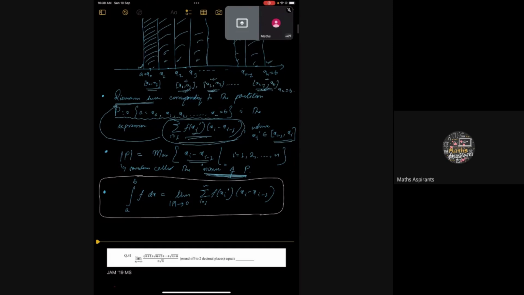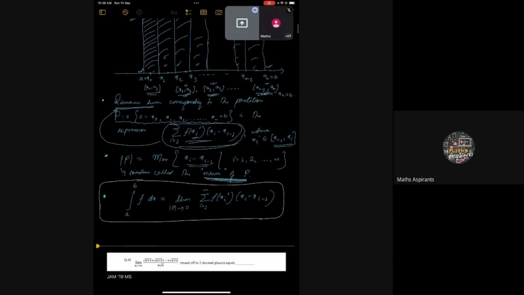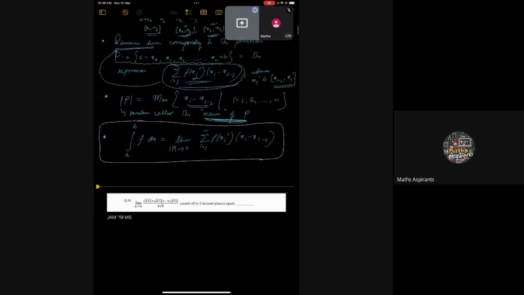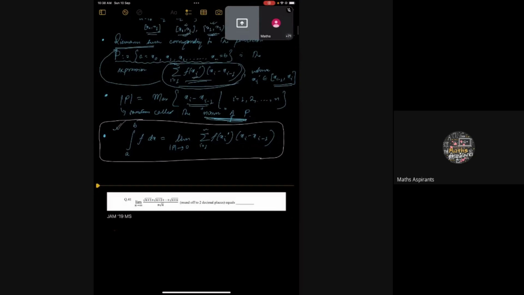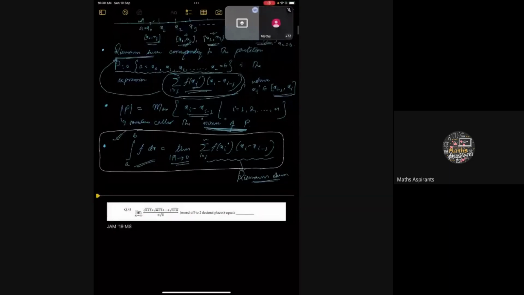Once we know what a norm is, we can define what the integral of f over the interval [a, b] is. That is defined by this expression. The integral of f over [a, b] is nothing but the limit of all the Riemann sums as the norm of P goes to 0. That is defined to be the integral of f over [a, b]. So that is the connection between Riemann sums and the integral.